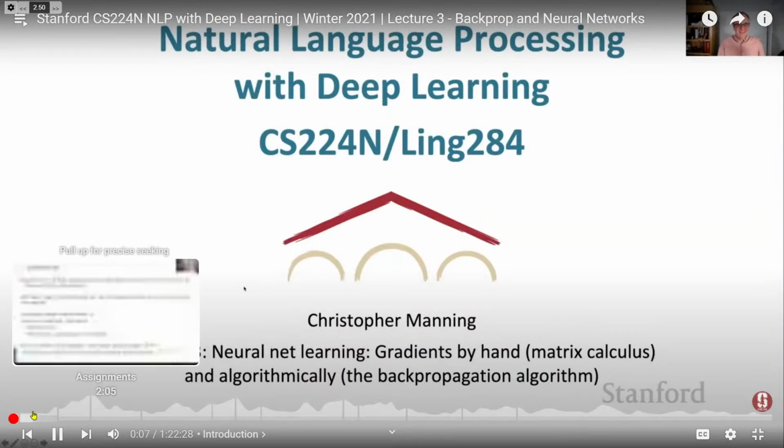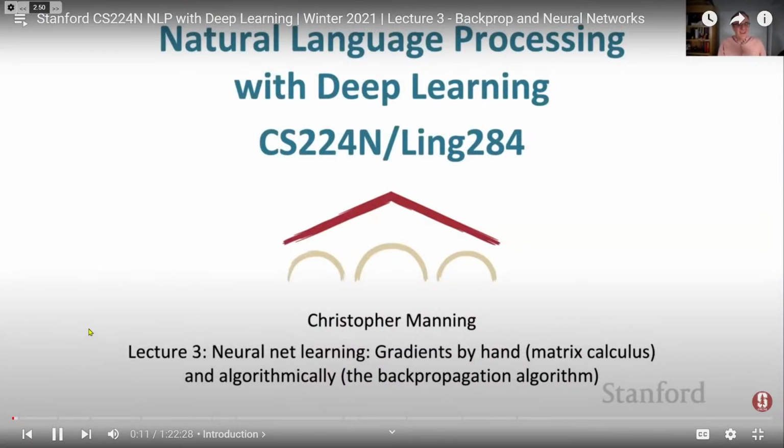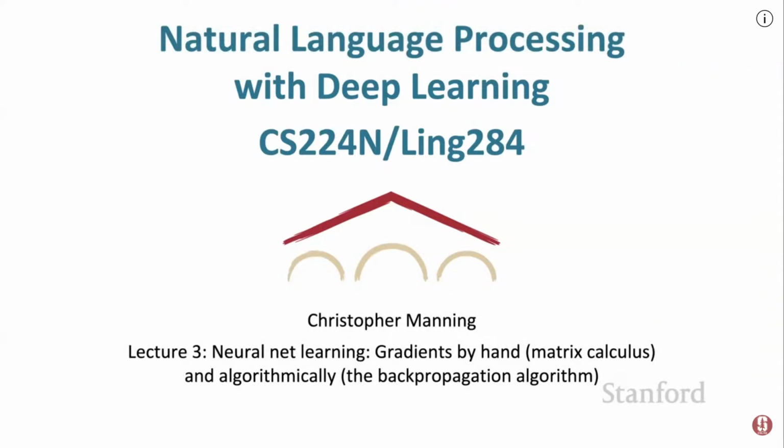Hi everyone, I'll get started. Okay, so we're now back to the second week of CS224N on natural language processing with deep learning. So for today's lecture, what we're going to be looking at is all the math details of doing neural net learning. First of all, looking at how we can work out by hand gradients for training neural networks, and then looking at how it's done more algorithmically, which is known as the backpropagation algorithm.